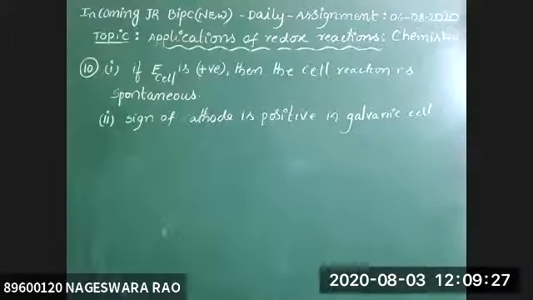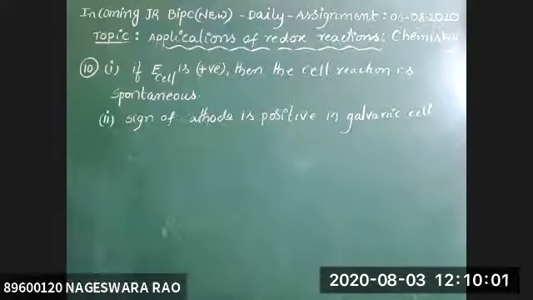If the E cell potential is positive, the cell is working and the reaction is spontaneous. That is very, very important. E equal to 0 is the equilibrium reaction. E less than 0 is a non-spontaneous reaction. E greater than 0, the positive values, means the cell reaction is spontaneous.